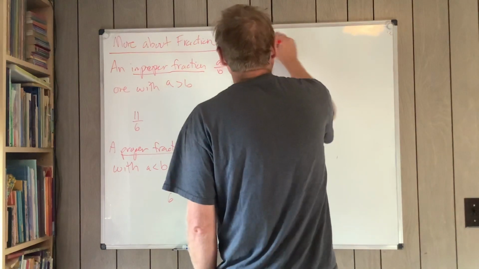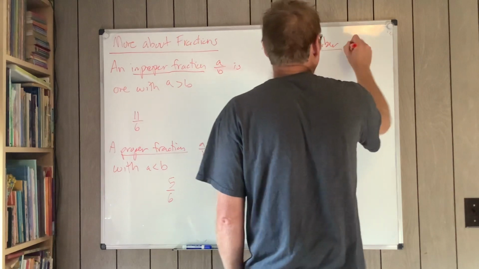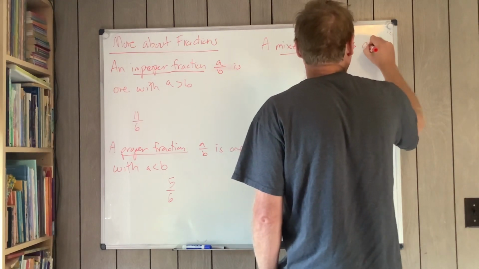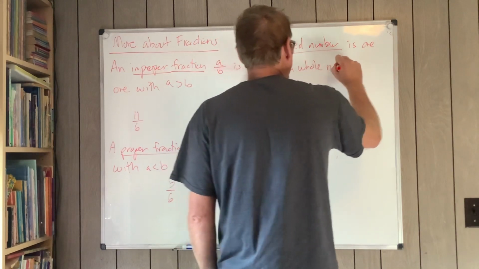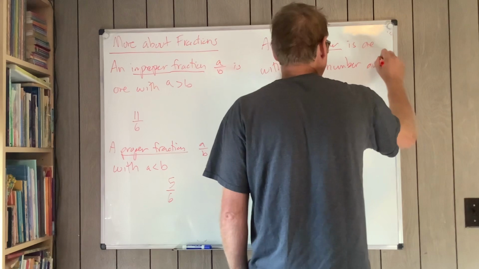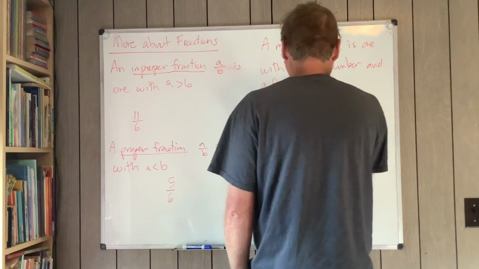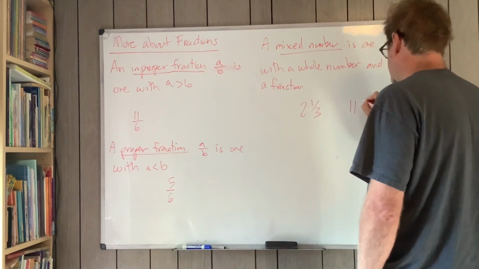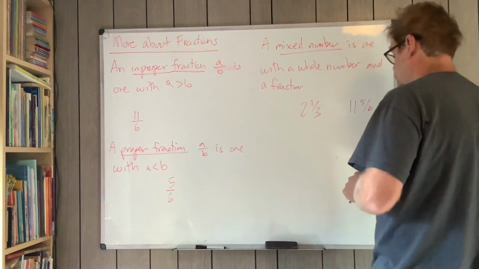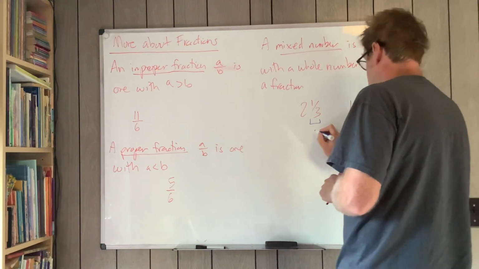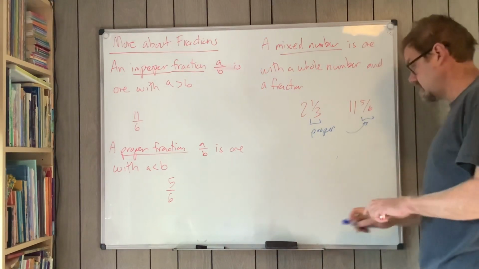And then we say a mixed number is one with a whole number and a fraction. So 2 1/3, 11 and 5/6. And typically, right, this part is proper. The fraction is proper on that.